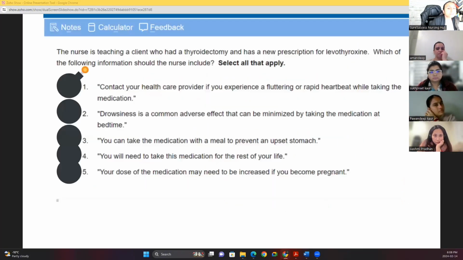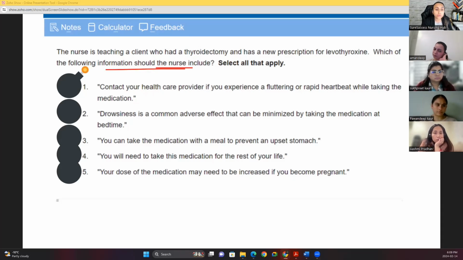The nurse is teaching a client who has had a thyroidectomy and has a new prescription of levothyroxine. All right, thyroidectomy means removal, so why did the doctor put the patient on levothyroxine? Because there is no thyroid now, it is removed. Immediately after the surgery there is a gush of blood, but for the rest of his life he has to be on a thyroid pill. Which of the following information should the nurse include? That means, what information are you going to tell the patient?